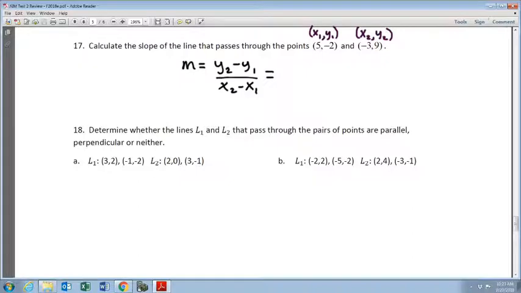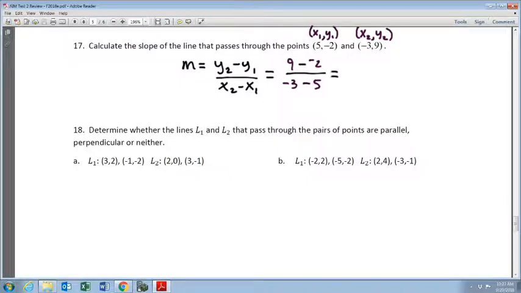So y sub 2 is just the y value of our second point, which we're calling negative 3, 9 here. It doesn't matter which point you call the first or second point, as long as you're consistent. So here y sub 2, that's going to be 9, minus y sub 1, which is negative 2. So notice we're subtracting a negative there. And then we're going to do x sub 2, which is negative 3, minus x sub 1, which is 5.